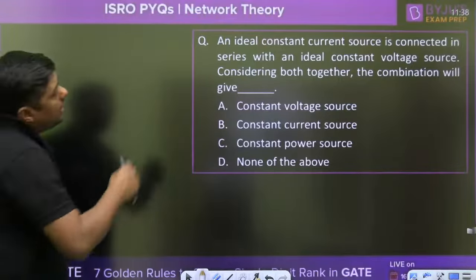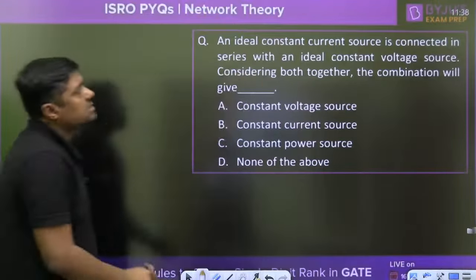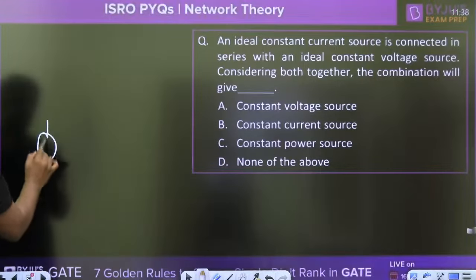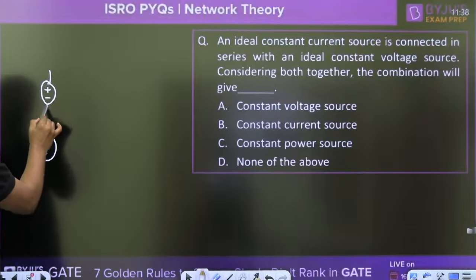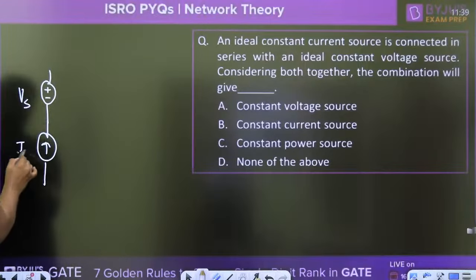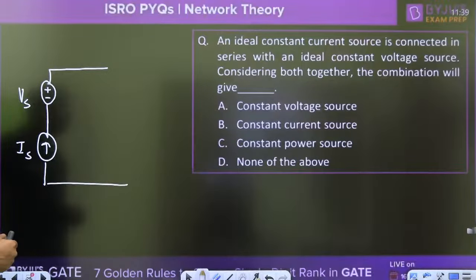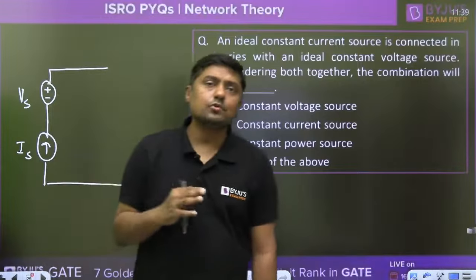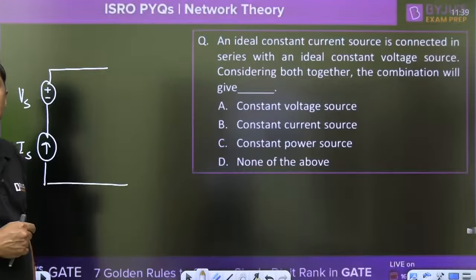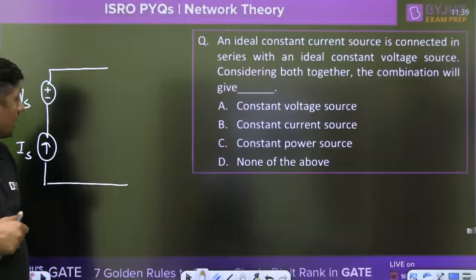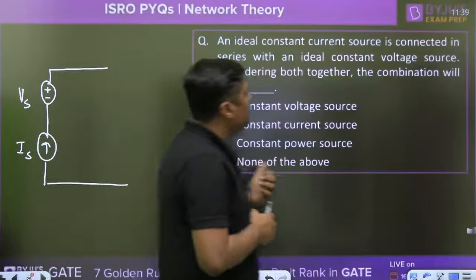Now, an ideal constant current source is connected in series. So read this point and draw the diagram. An ideal constant current source is connected with an ideal constant voltage source in series. Considering both together, the combination will give what? Okay, very basic conceptual questions. What is the answer here? Sir, what is the relation between the PQR in series RL and parallel RL circuit? Okay, Prakhar. Now tell me, an ideal constant current source is connected in series with an ideal constant voltage source. Considering both together, the combination will be.